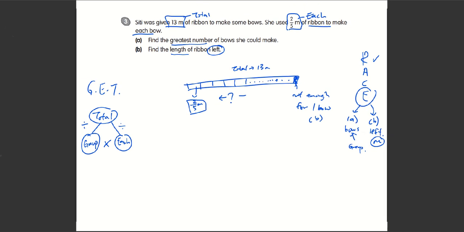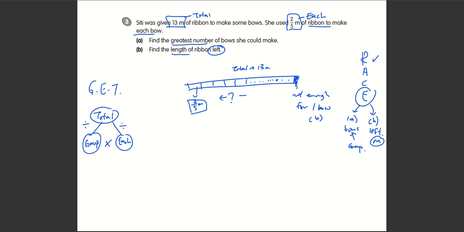So in this case, I can go through it step by step. Looking at part A, I'm looking for the greatest number of bowls. So that's group. To find that, I use the total divided by each. So in this case, number of bowls that's possible will be using the total, that will be 13 meters, divided by each ribbon is 2/5. So next step, use the keep change flip. So I can keep 13, change division. Possible to simplify? No, not possible.